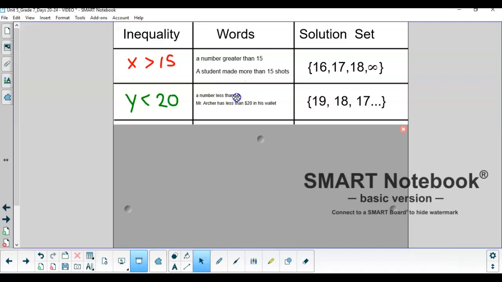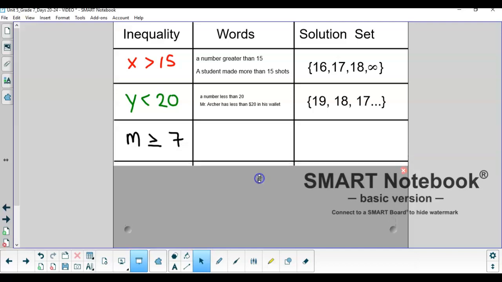And again, if I wanted to show a solution set, numbers that make this true, the first number that is less than 20 would be 19. So 19 is less than 20, 18 is less than 20, 17 is less than 20, and you may see three little dots. Again, that's the same thing as an infinity sign. That just means that the numbers continue in this direction. So 16, 15, 14, all the way into negative infinity.